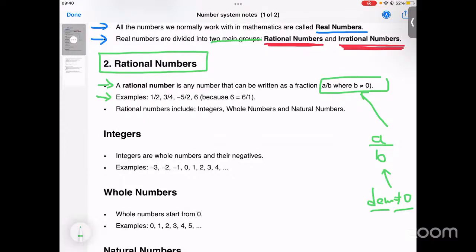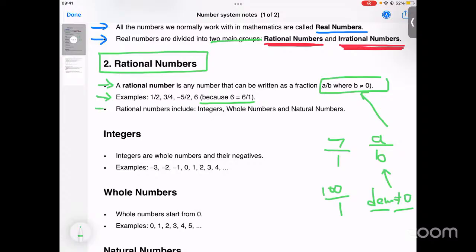It is considered to be a rational number, even though it doesn't look like a fraction. You just know that there is an invisible 1, where if you have 7, it is still the same as 7 over 1. It doesn't matter if you have 100, it's still the same as 100 over 1. So that is why it also falls under rational numbers.